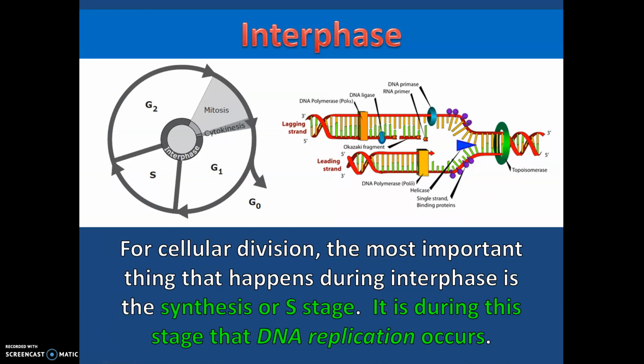So for cellular division, the most important thing that happens during interphase is the synthesis or S phase. It is during this stage that DNA replication occurs. So here we have a drawing or diagram of DNA replication that is happening.